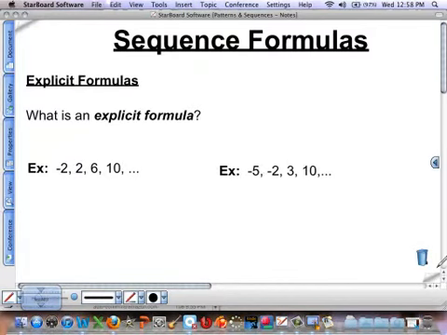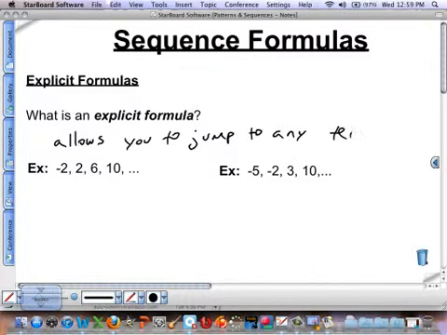So sometimes the explicit has the advantage. Not always. Sometimes the explicit has the advantage. In an explicit formula, it basically allows you to jump to any term. Allows you to jump to any term.